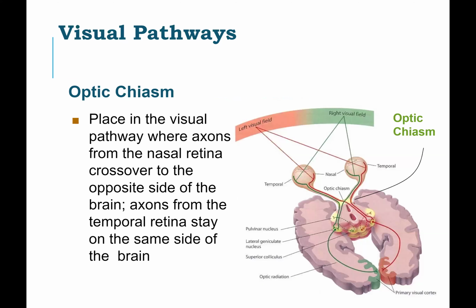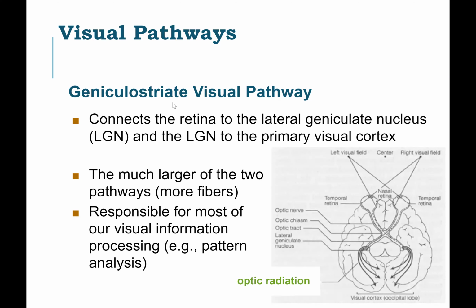This pathway goes from the eye to the LGN to the primary visual cortex. Some people call the primary visual cortex the striate cortex. That's why this pathway is called the geniculostriate visual pathway. It connects the retina to the lateral geniculate nucleus, or LGN, and then the LGN to the primary visual cortex.